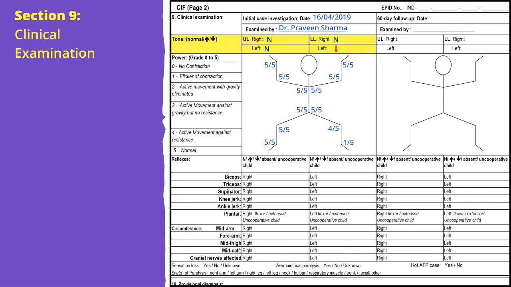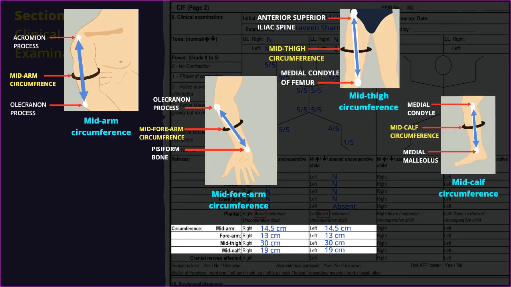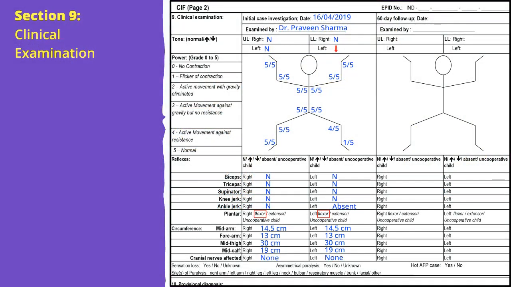First, assess the tone as normal, increased or decreased, followed by power at every joint and grade from 0 to 5. Elicit the biceps, triceps, supinator, knee, ankle and plantar reflexes. Take the mid-arm, forearm, mid-thigh and mid-calf measurements to assess any wasting due to paralysis. Also assess that any cranial nerves have been affected by the disease.